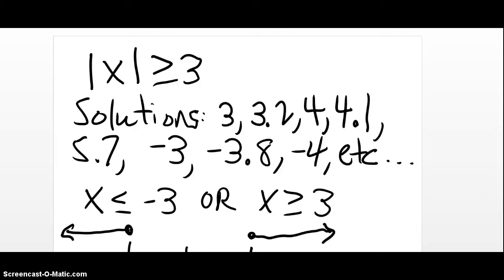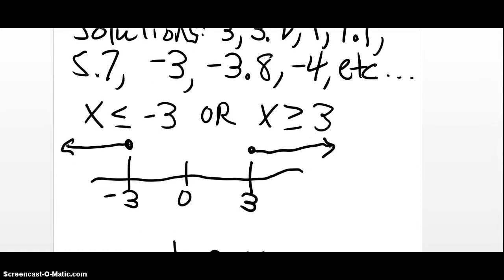Let's say x is -3.8. The absolute value of -3.8 is +3.8. That's bigger than or equal to 3. Let's say x is -5. The absolute value of -5 is +5, bigger than or equal to 3. So what are the solutions? We have numbers both less than or equal to -3, okay, like -3, -4, -5, or numbers bigger than or equal to 3. Okay. And in terms of graphing that, we have two separate regions.